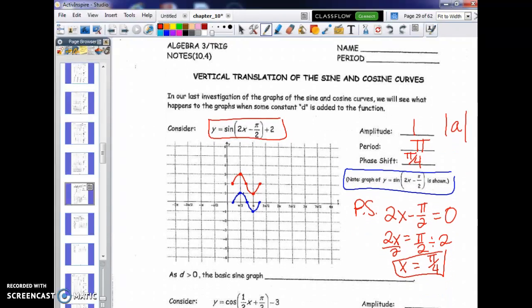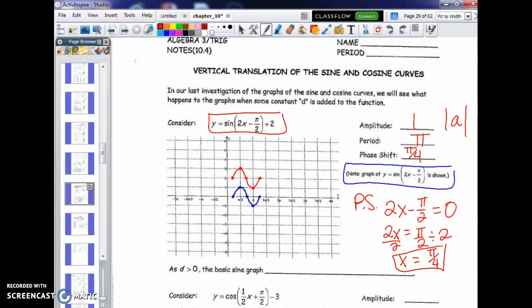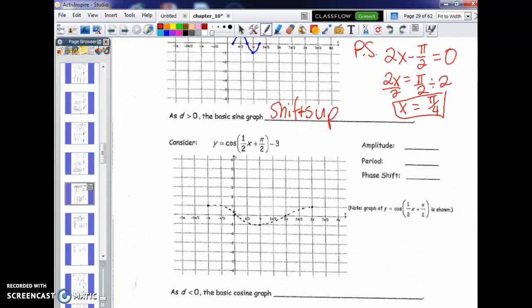I just move this a little bit up here. As d is greater than 0, the basic sine graph shifts up, which is probably what we would have expected based on some of our knowledge of algebra 2. Okay, so that's my first one for our sine function. I'm going to now look at our cosine function here.